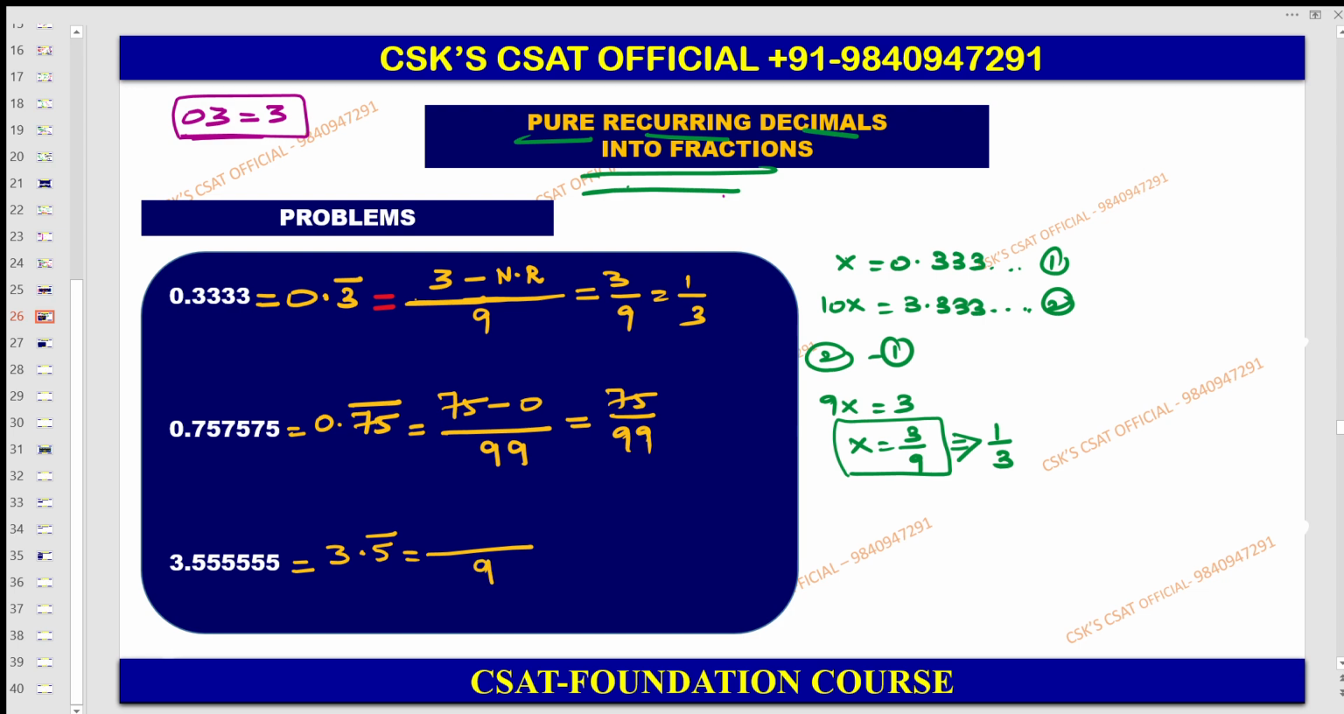So therefore you have to place only one 9. In the numerator you have to write the total. What is the total here? 35.